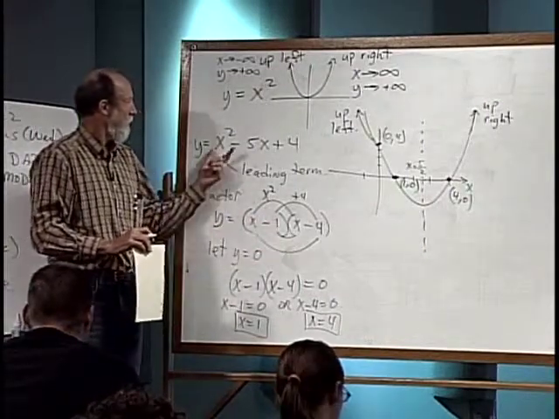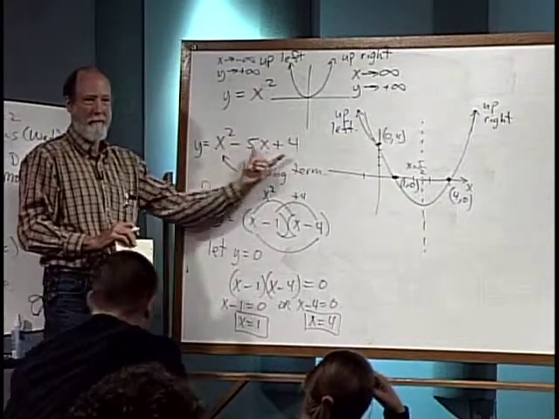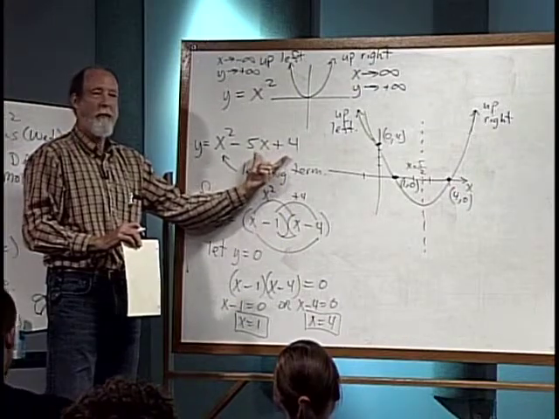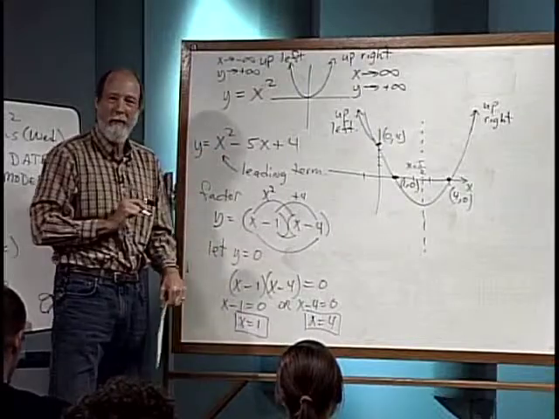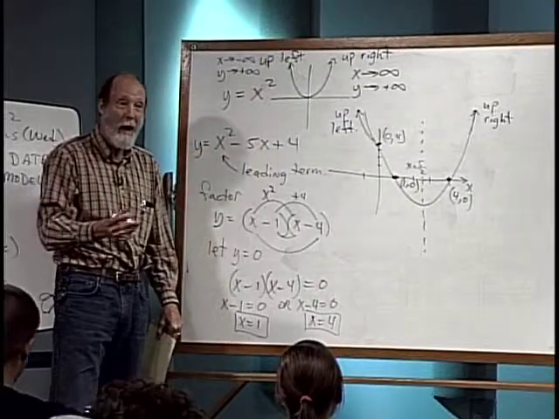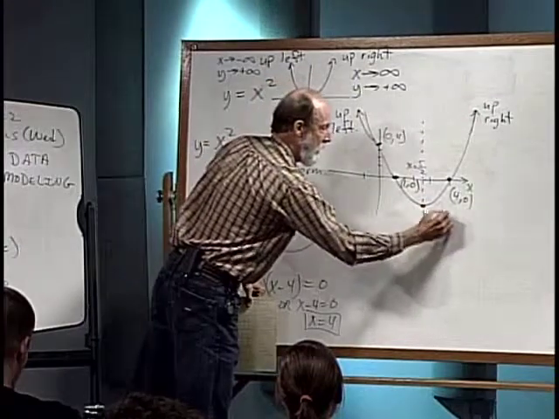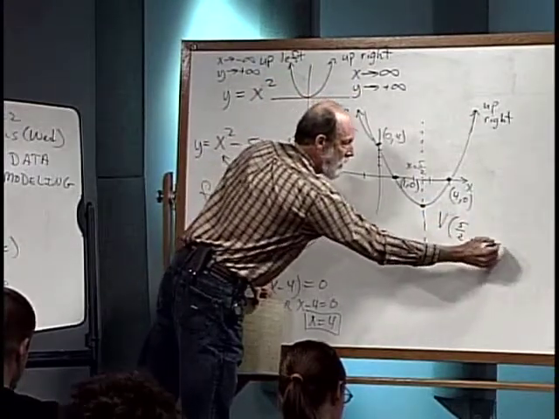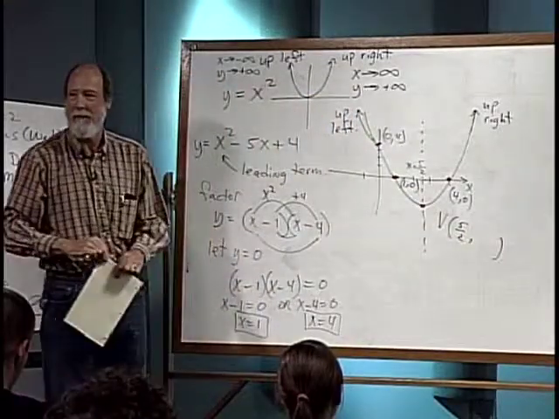Now, what I'd like to do, though, is come back to this general form here, the original form. Let's complete the square so we can easily see how to find that vertex, and the zeros as well. Okay, so we know we have a vertex here at 5 halves, but I don't know how low it goes yet, do I? Okay.